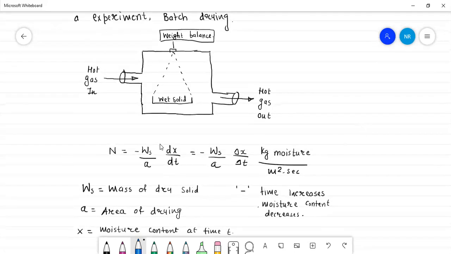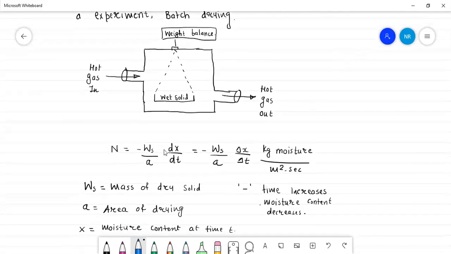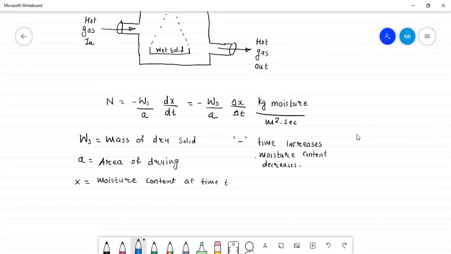So we have one equation. All these experiments depend upon things like N, which will be the rate of drying. Here N represents the rate of drying. It's one type of flux. N will be the flux. You see, it is the change of kg of moisture per area per time. Kg of moisture per area per time.